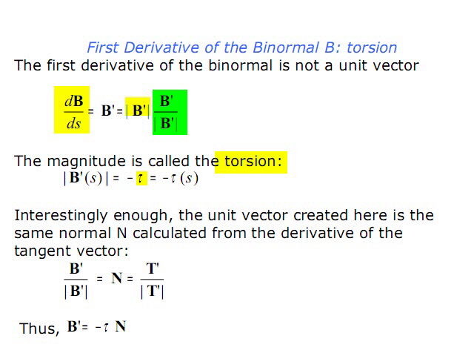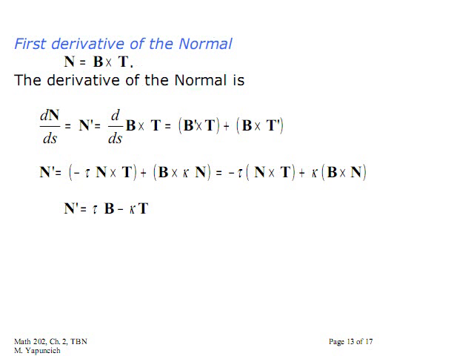Now the unit vector that we create here, the one that's in green, is the same normal vector that was created from the first derivative of the tangent. So you see we kind of come full circle on making these vectors. And here's the equation for the first derivative of the binormal vector. The derivative of the binormal vector equals minus tau times the normal vector. And here we have the normal vector, which, because of the cross product and a few extra steps, we can write as b cross t.